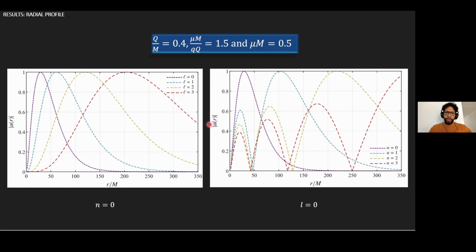Here we show the radial profile, now considering some excited states. We can notice that, as in the hydrogenic case, the excited states present additional maxima and minima in the radial profile.